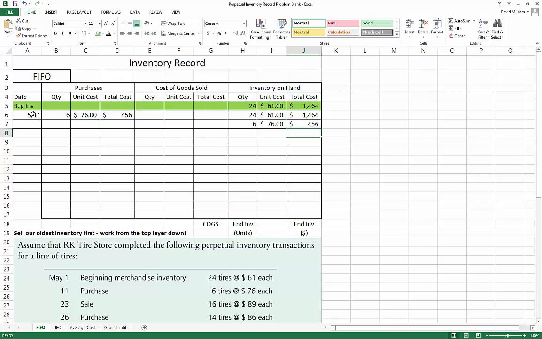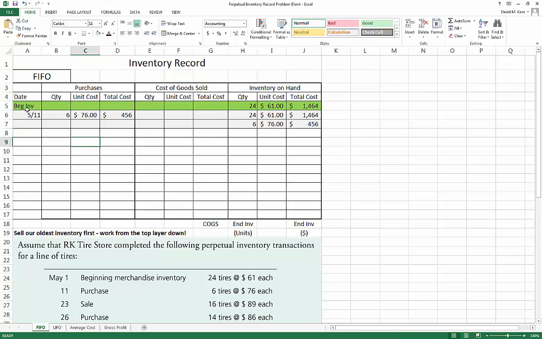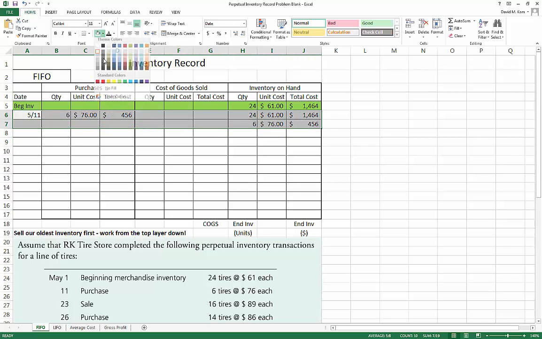Okay, so now let's shade this as a layer to itself here. I'll just make this a very light gray. There we go. You need to see it a little bit more than that, I think. Let's make it a little darker.